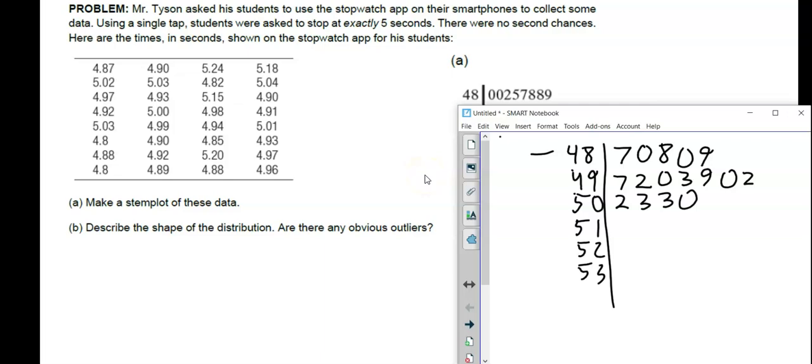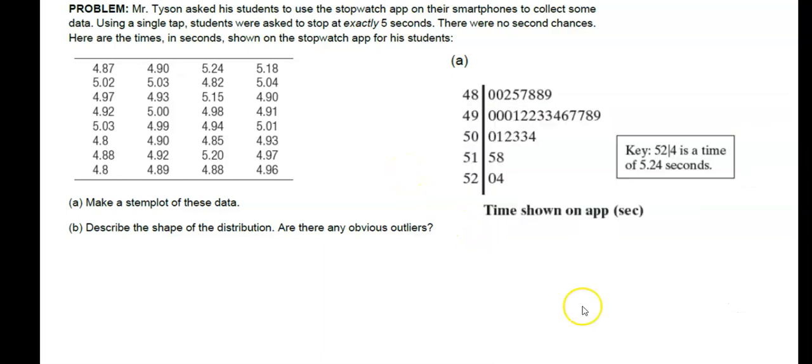I'm not going to do all of them here, but that's how to go about making a stem plot, although I haven't labeled the key here. So you could say something like 49 bar 2 equals 4.92 seconds, and then you put more of the context there. It's how long it took them to stop their stopwatch, I guess. So this is the answer. It's a time of 5.24 seconds, and there's the shape, and you can describe the shape.